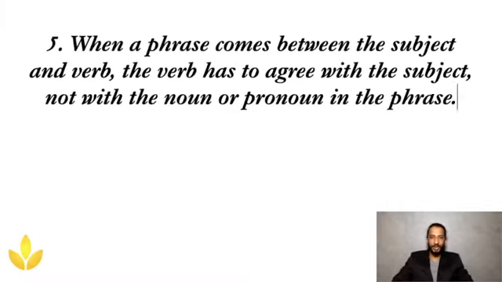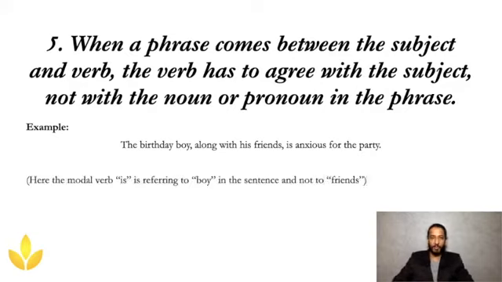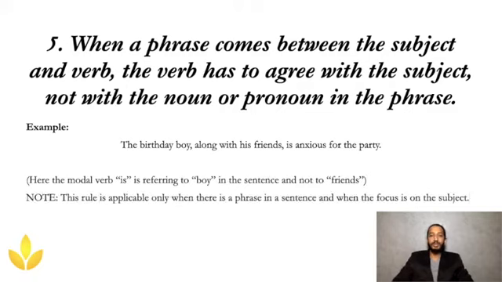Rule number 5. When a phrase comes between the subject and verb, the verb has to agree with the subject, not with the noun or the pronoun in the phrase. For example, the birthday boy, along with his friends, is anxious for the party. Here, the verb is referring to the boy in the sentence and not to the friends.